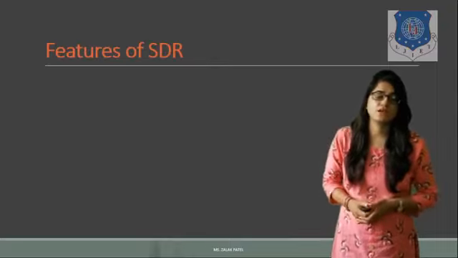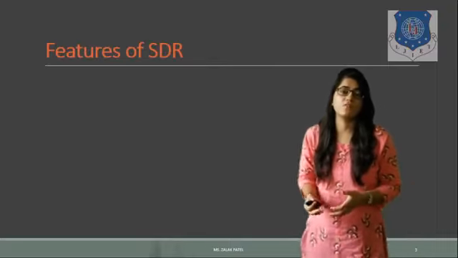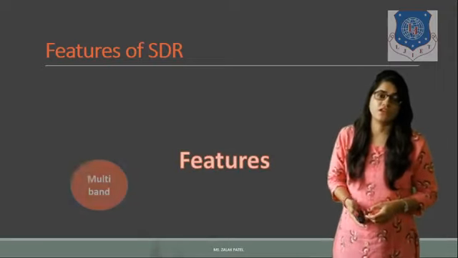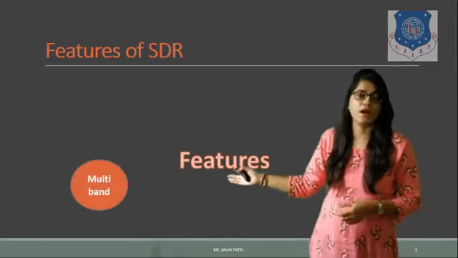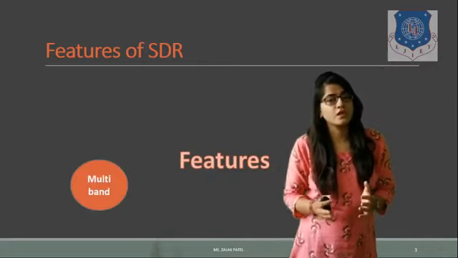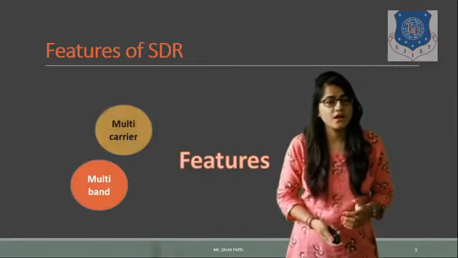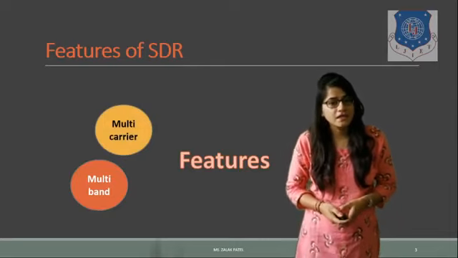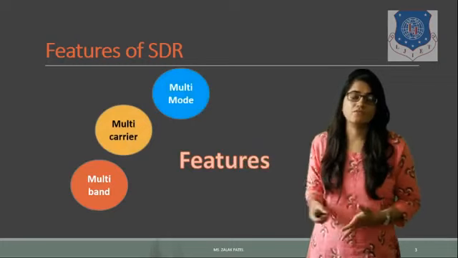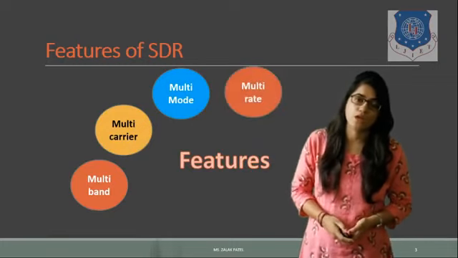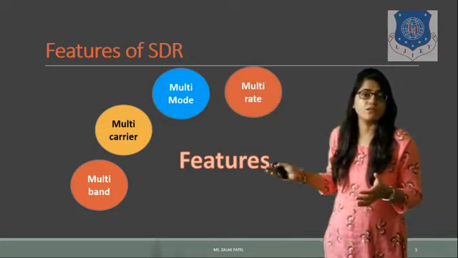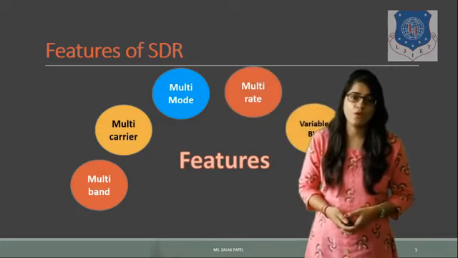Now let's come towards the various features that are supported by the software-defined radio. It provides multi-band, meaning it can be used for the 2 GHz band to 4 GHz band, or for multi-carrier. It can also be used for multi-mode, meaning two different versions can be supported at a time, and multiple rates, meaning both higher rate and lower rate can be supported by the software defined radio.